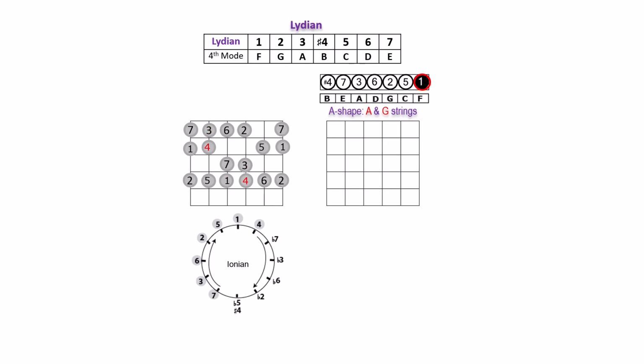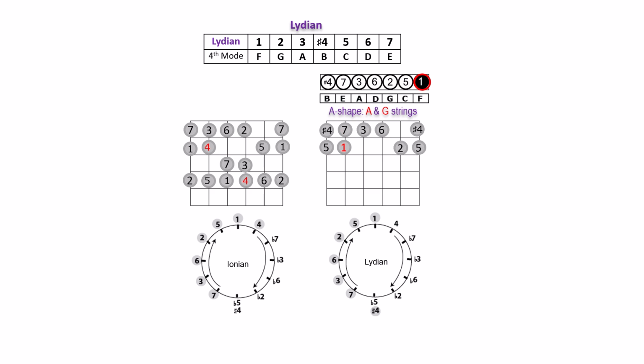The 4 in Ionian becomes the 1 in Lydian, the fourth mode. Since 4 to 1 is a perfect fifth, Lydian starts a fifth above 7: sharp 4, 7, 3, 6, 2, 5, and 1. Repeat the order to find the notes closest to the G string root. Notice that 1 and sharp 4, a tritone on adjacent strings, are 1 fret apart.